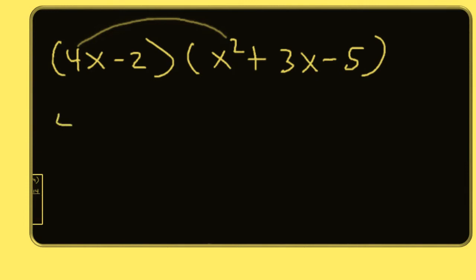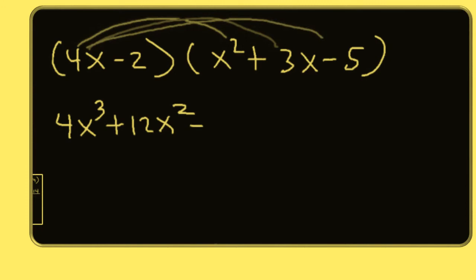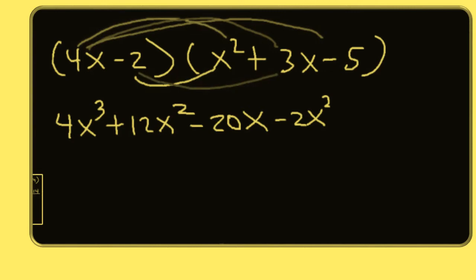4x times x squared is 4x cubed. 4x times 3x is 12x squared. 4x times negative 5 is negative 20x. Negative 2 times x squared is negative 2x squared. Negative 2 times 3x is negative 6x. And negative 2 times negative 5 is positive 10. So let us just double check and make sure that we didn't make any mistakes. So I believe everything's good.